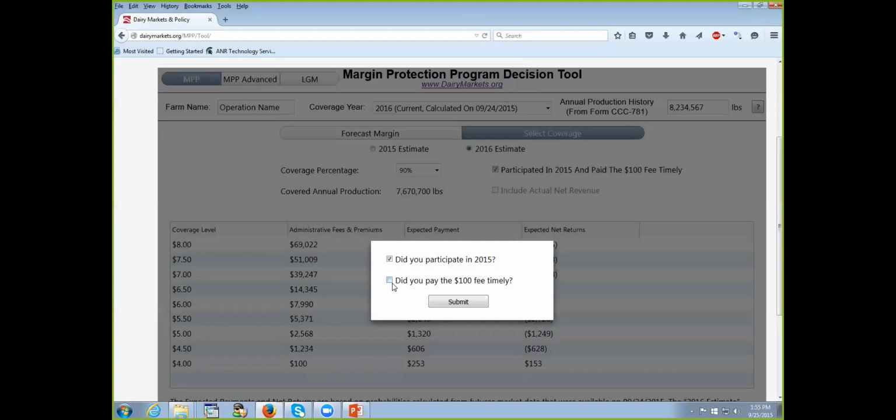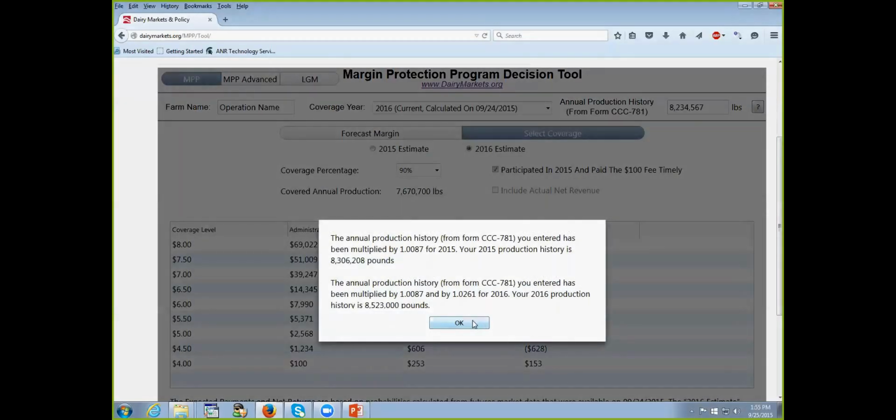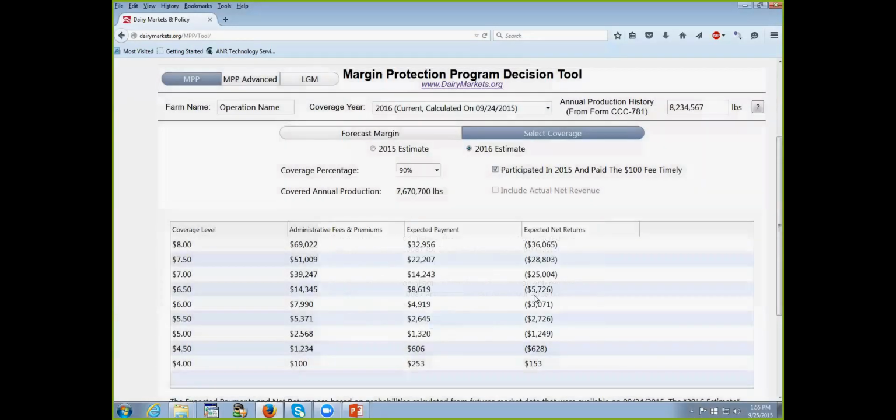Because if we do have a year that looks catastrophically bad in one of these years, and hopefully it doesn't happen, but if we do, you're going to want to cover every pound of milk you can cover. That would be what I would argue. Okay, so then that's going to multiply it by 1.0087, and then it will multiply that amount by 1.00261. Okay, so that's just what I told you it did.